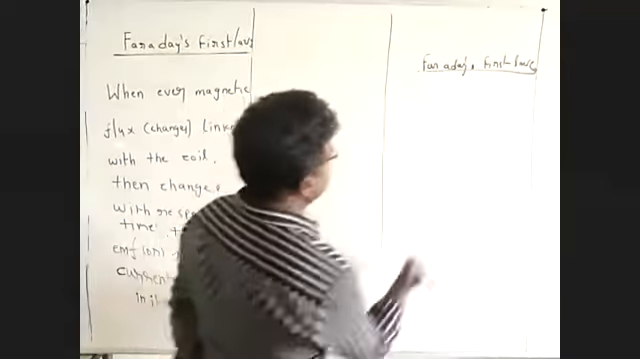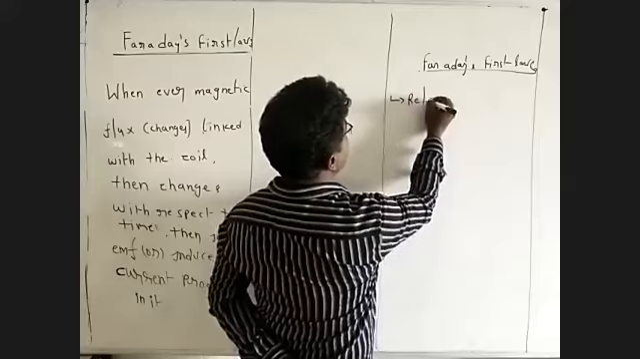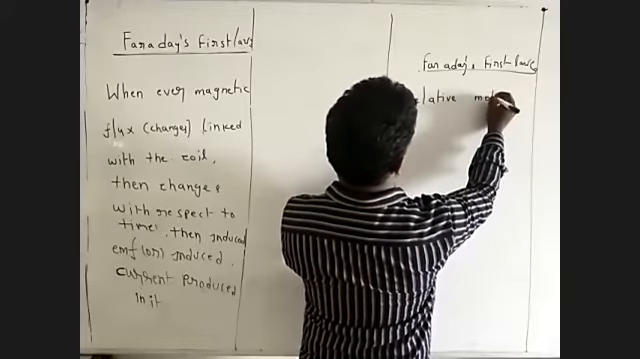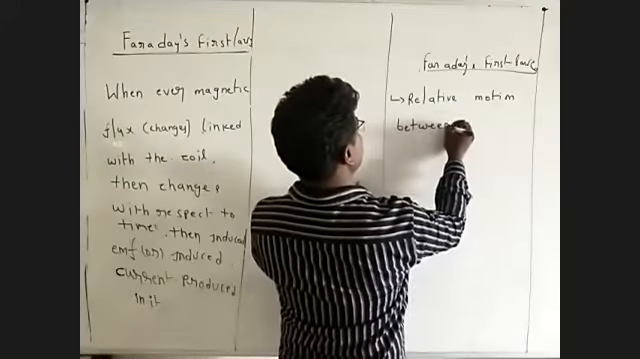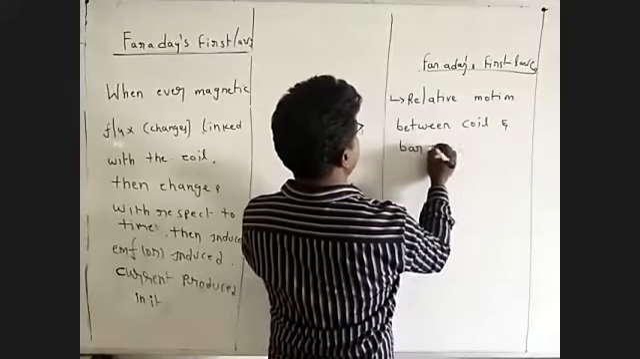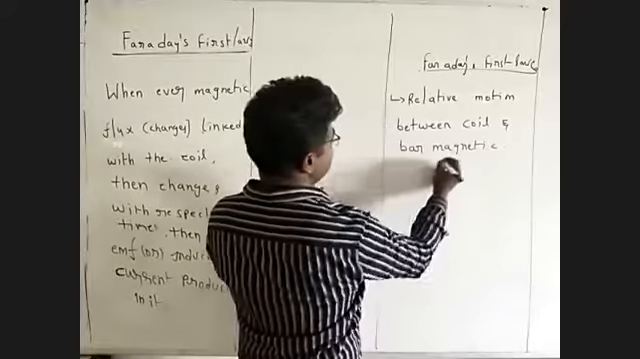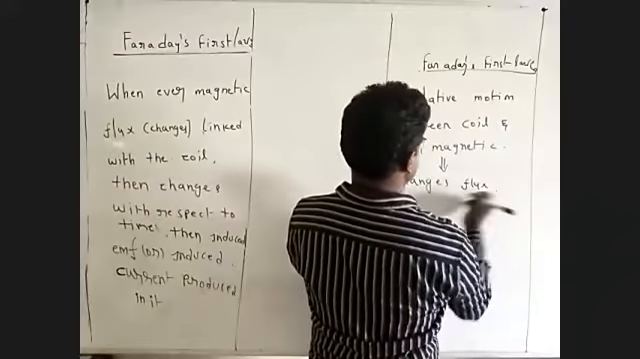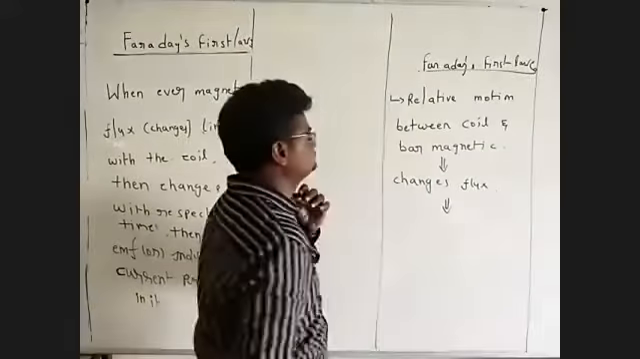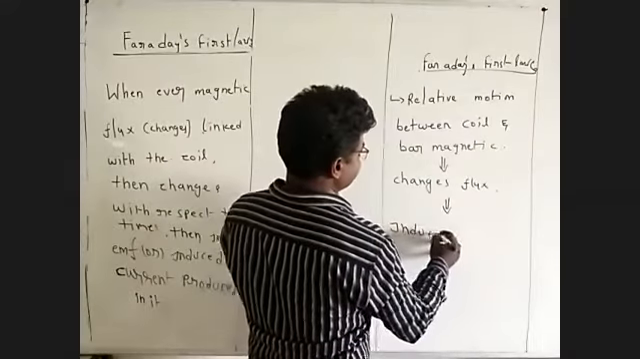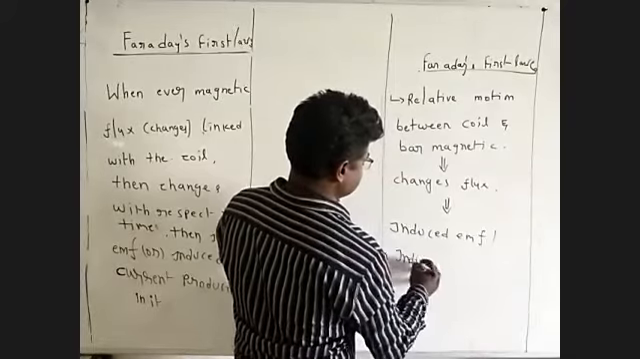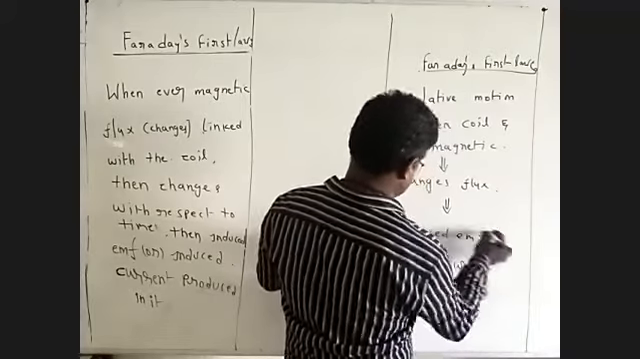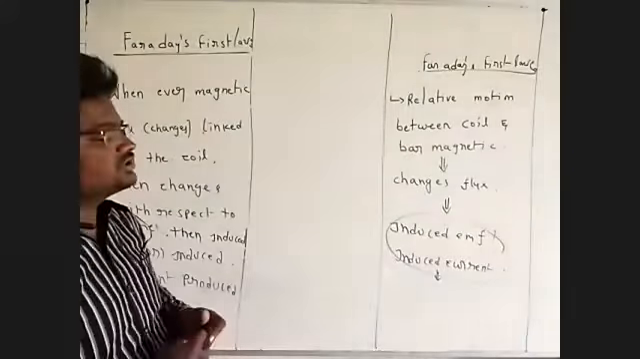Finally, first there is relative motion between the coil and the bar magnet. Next, it changes the flux. Next, induced EMF or induced current is set up in the coil. So what is the meaning of induced current?